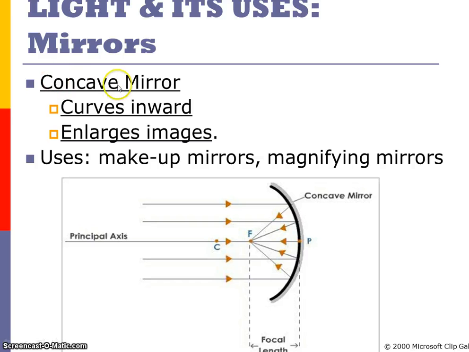A concave mirror, the opposite of a convex mirror, curves inward like this, and that's something that's going to enlarge that image. It's going to make something bigger because it focuses the light. We might use this for a makeup mirror or a magnifying mirror, something that lets you see your face a little larger. Once again, concave mirrors make things appear bigger than they actually are.